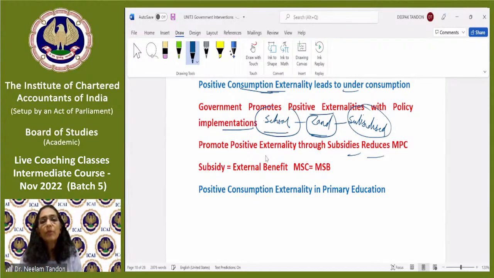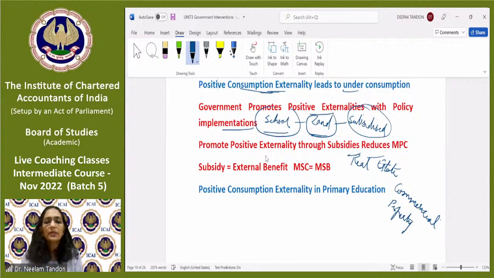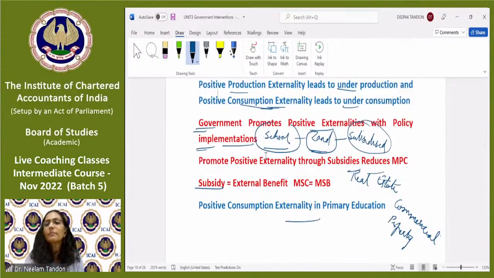But if you go for making a mall or some real estate, in terms of commercial property, then in that case the tax rate will be higher. Okay, so tax rate will be higher. So this is how they work for promoting through subsidies or policy implementations. Those who go for startups, those who go for promoting financial literacy will be given benefits here. So this is how they work.